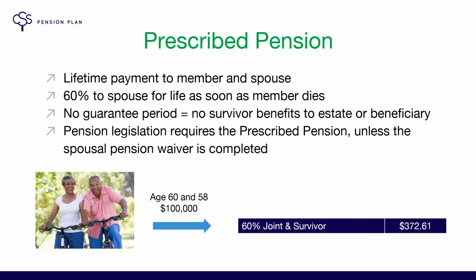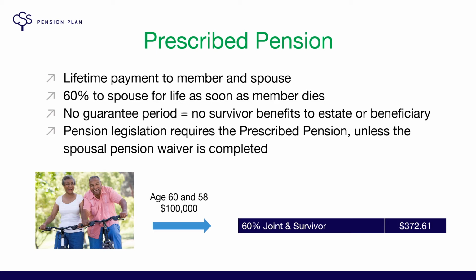The third pension option is the prescribed pension. The prescribed pension is a type of joint and last survivor pension that is prescribed by pension legislation for members who have a spouse when setting up a retirement income. You will receive a pension for your lifetime, and upon your death, your surviving spouse will receive 60% of your pension for the rest of their lifetime.